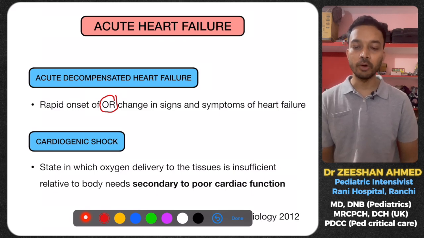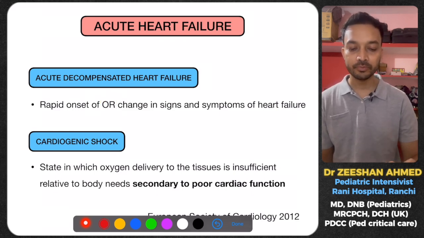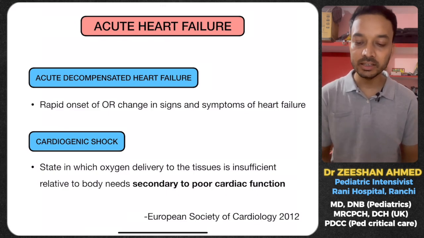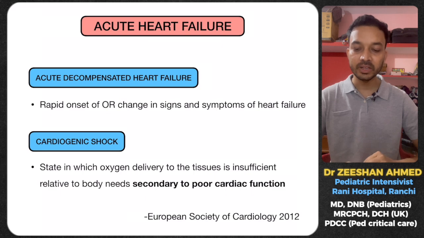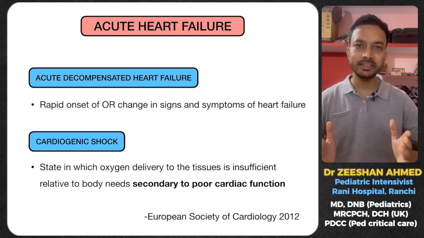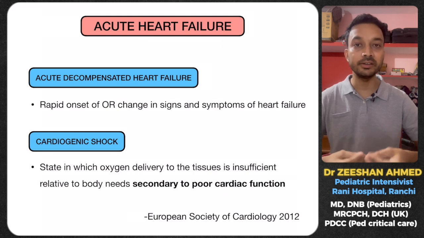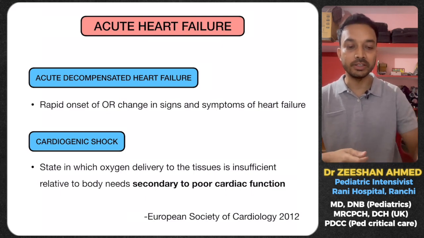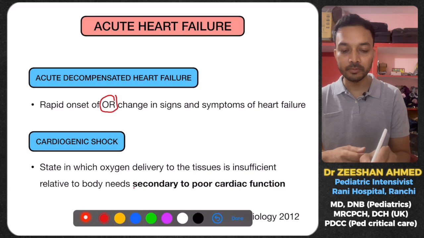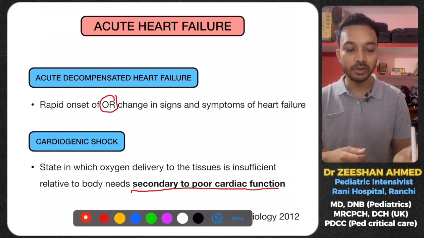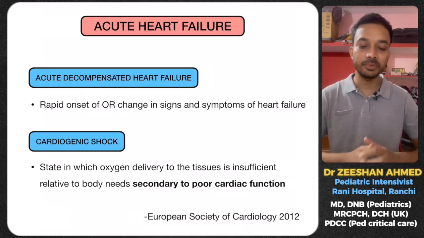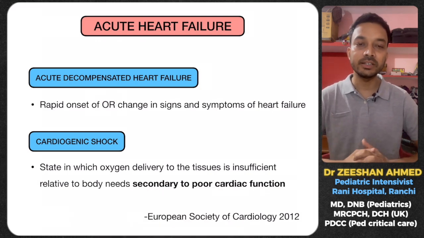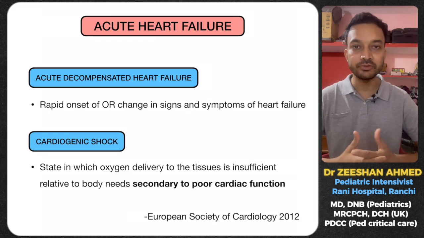And cardiogenic shock is defined as a state in which oxygen delivery to the tissues is insufficient relative to the body's needs. This is the general definition of shock. But the most important thing here is that it needs to be secondary to poor cardiac function. This is important for cardiogenic shock. And this definition has been given by the European Society of Cardiology in the year 2012, which we are following here.